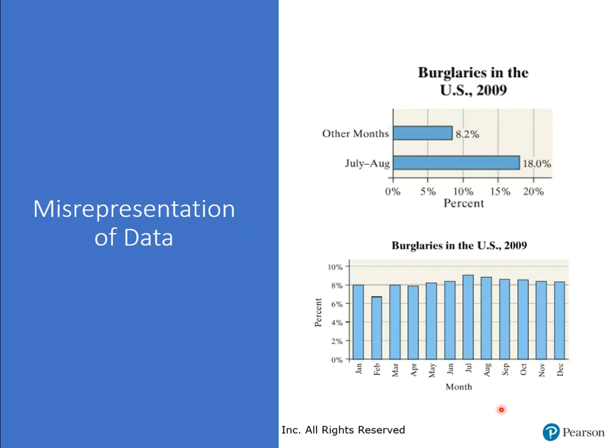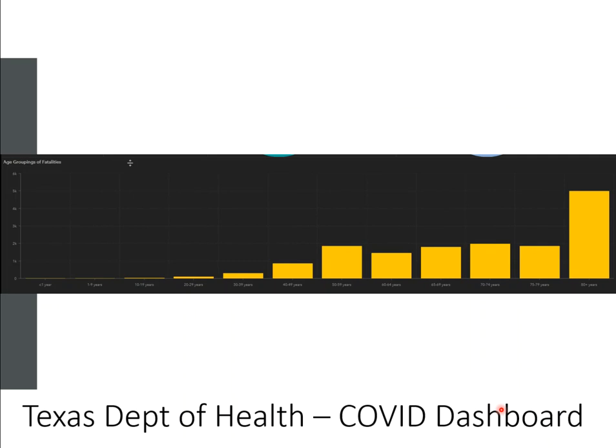So let's take a look at another graph. This graph right here is a graph that I copied from the Texas Department of Health's COVID dashboard. And this was back in September of 2020. Although the numbers would be a little bit different, I know that this graph would have been similar to what they had all the way up until last semester.